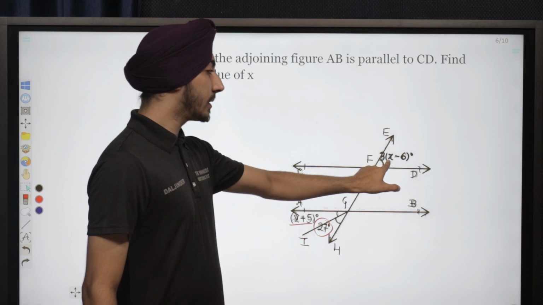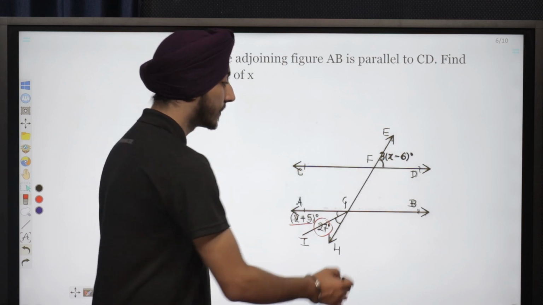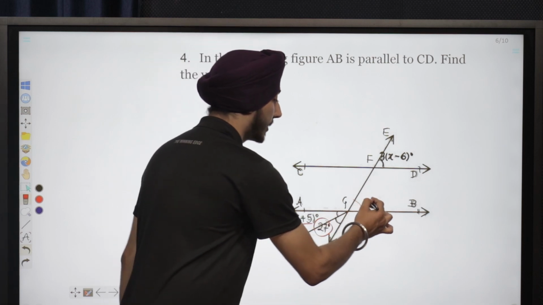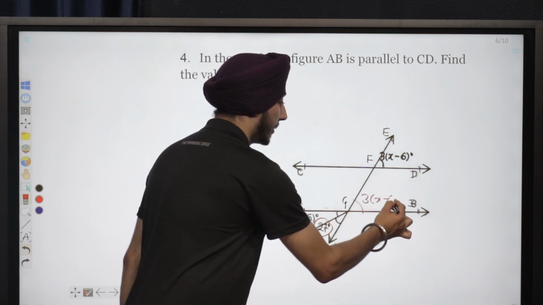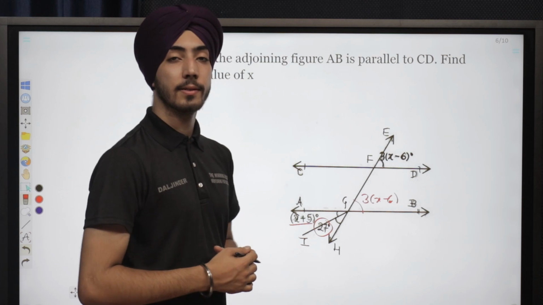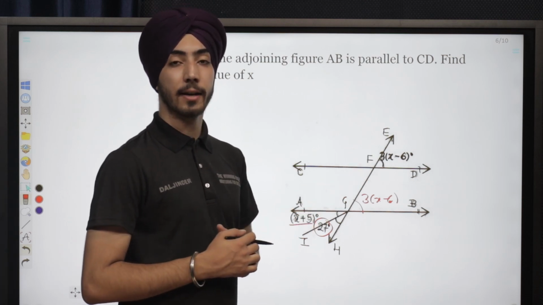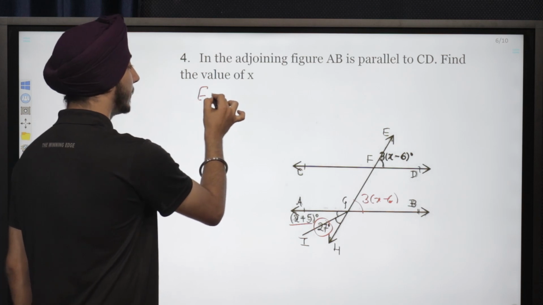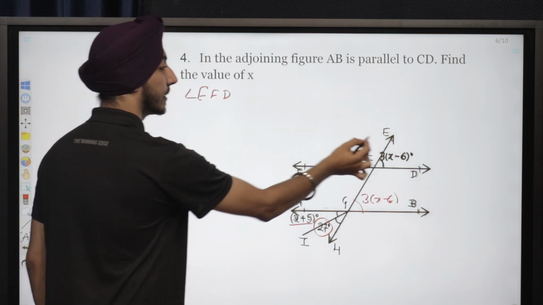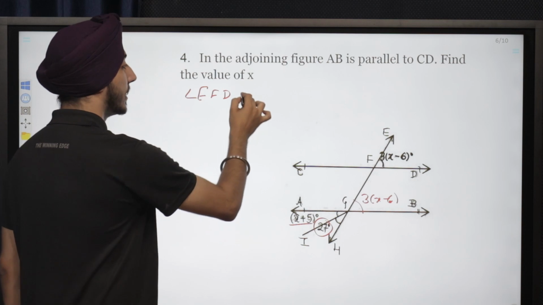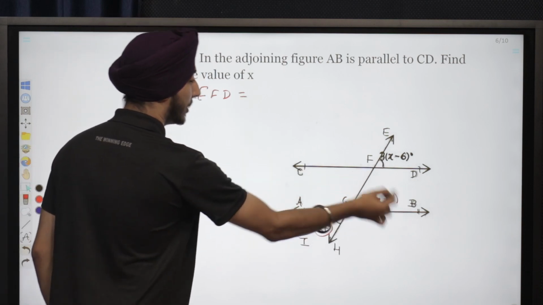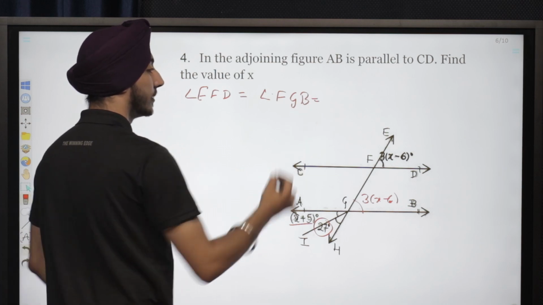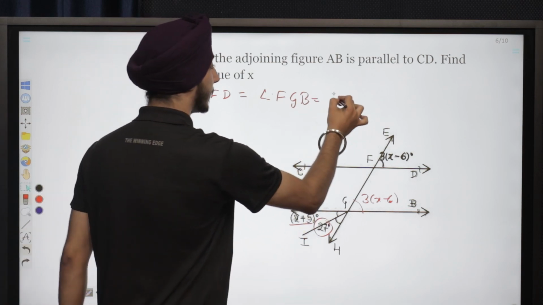So here this is 3 times x minus 6. This angle will also be equal to 3 times x minus 6. And what will be the reason here? The reason is corresponding angles of a parallel line. Okay. So we'll write down angle EFT, that is this angle, 3 times x minus 6, is equal to angle FGB, which is equal to how much? 3 times x minus 6.